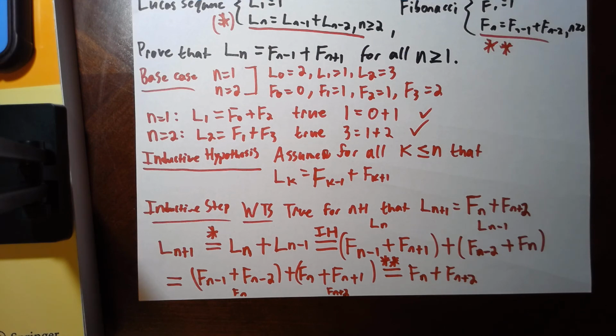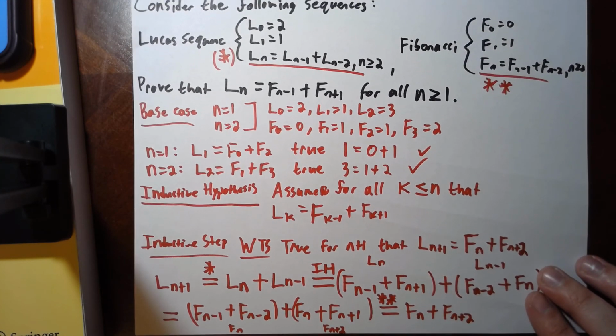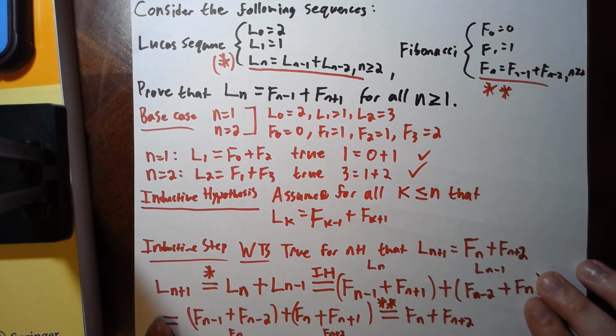So we're done, and that shows that the nth term of the Lucas sequence is the sum of the two Fibonacci terms, the one coming before and after it.